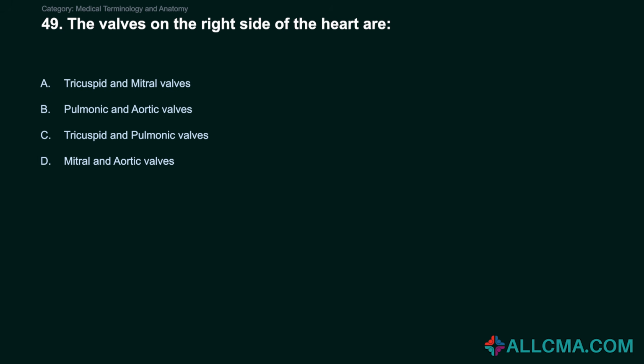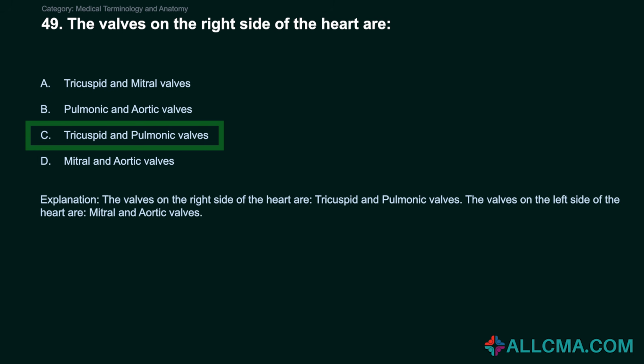49. The valves on the right side of the heart are: A. Tricuspid and mitral valves. B. Pulmonic and aortic valves. C. Tricuspid and pulmonic valves. D. Mitral and aortic valves. Correct answer, C. Tricuspid and pulmonic valves. The valves on the left side of the heart are mitral and aortic valves.